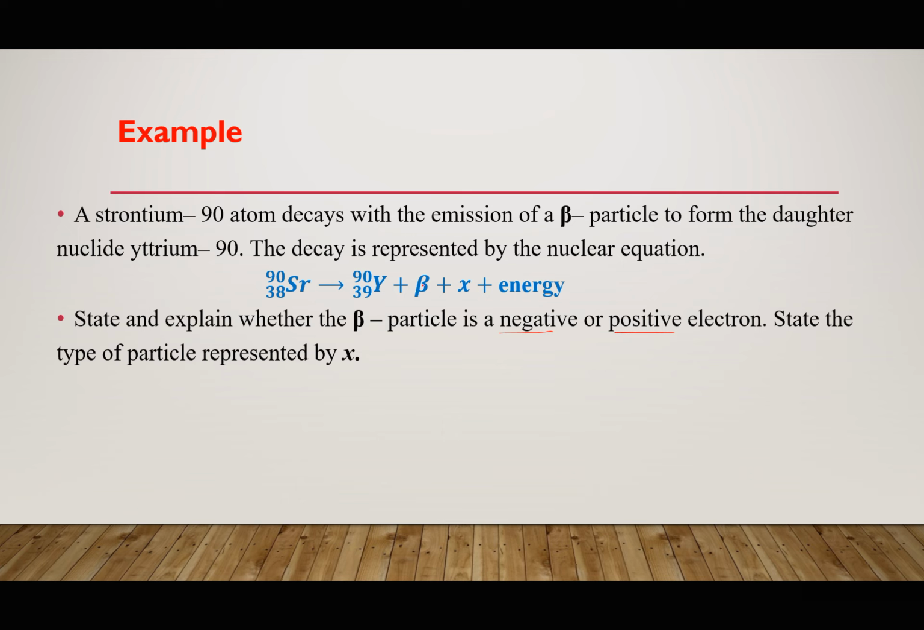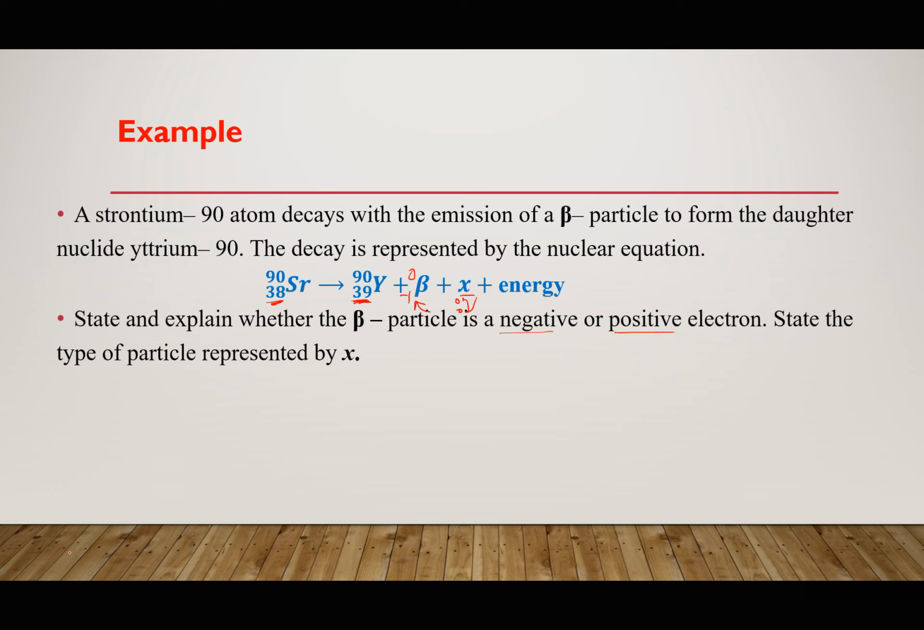Because this is a beta particle, we balance the nucleon number, which is 0 here. For the proton number, because this is 39 and this is 38, we must make the total on the right-hand side 38. So this should be negative 1. Because this is a normal electron, a normal electron is always accompanied by an anti-electron-type particle, so this is going to be the antineutrino. Therefore, X is the antineutrino and the particle is beta minus.